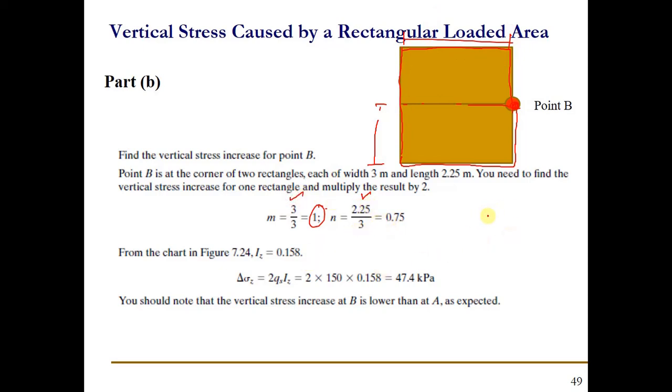Now we are having M value of 1, N value is equal to 0.75, so you can use the figure to find out the I value, and that I value is 0.158. There are 2 contributing corners here. We already know that Q value is 150, so we need to multiply it with the 2 because there are 2 contributing corners to this point to increase that stress.